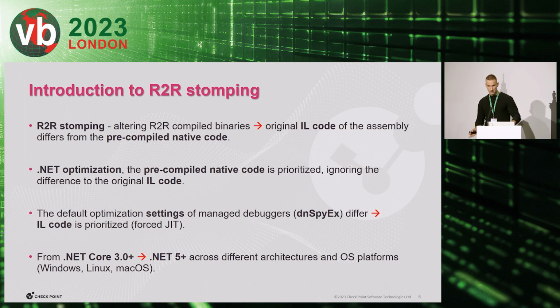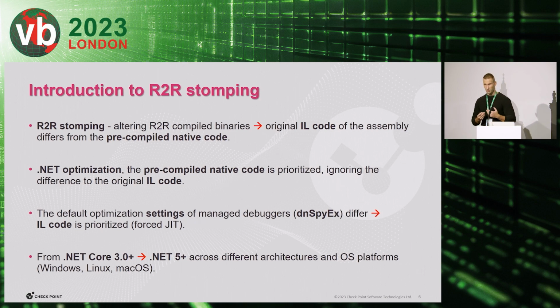So finally, what is ReadyToRun stomping? It's about altering the ReadyToRun compiled binaries in a way that the original IL code will differ from the precompiled native code. And because of the .NET optimization, the precompiled native code is prioritized and will run, absolutely ignoring the difference from the original IL code.